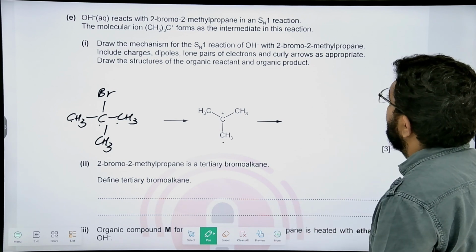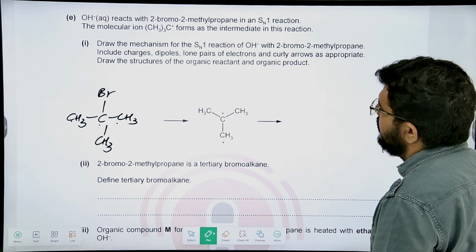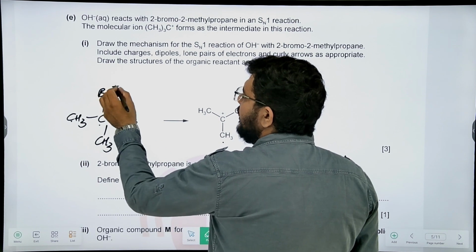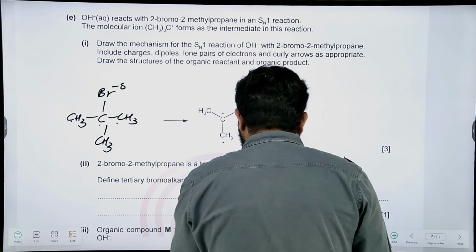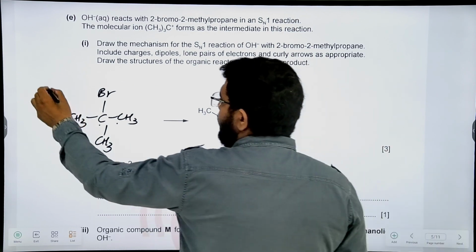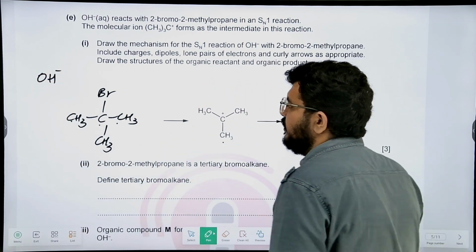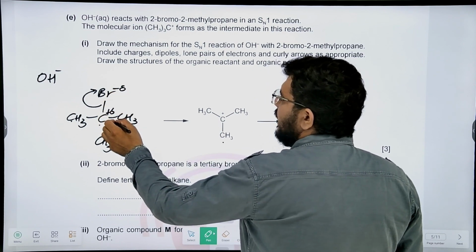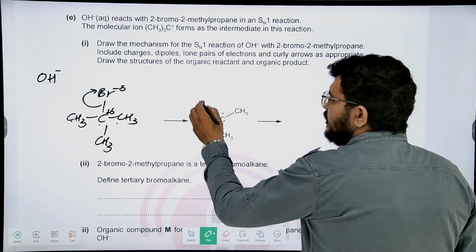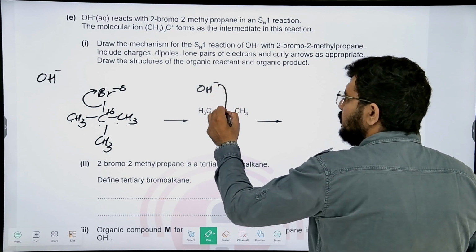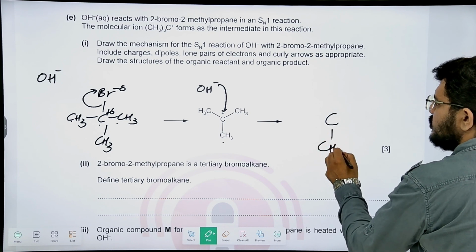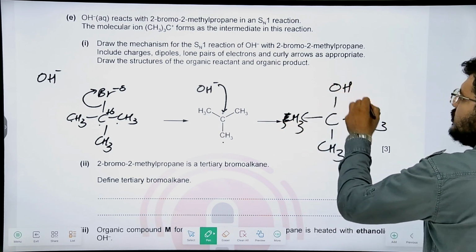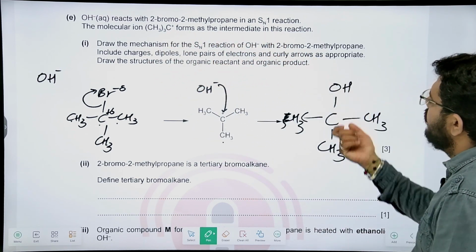Now, induced dipoles, lone pair of electrons and curly arrows as appropriate. Draw the structure of organic reactant and organic product. So this is your organic reactant. This is slightly negatively charged, right? What will happen? Let's start over here. That OH is minus, right? This will take away the lone pair of electrons. Let's say this is slightly positive and this is slightly negative. So you will have this and this OH minus, right? The electron goes to this. When the electron goes to this, you have CH3, CH3, CH3, and you should draw C over here, and OH. So OH reacts with 2-bromo-2-methyl propane in an SN1 reaction.